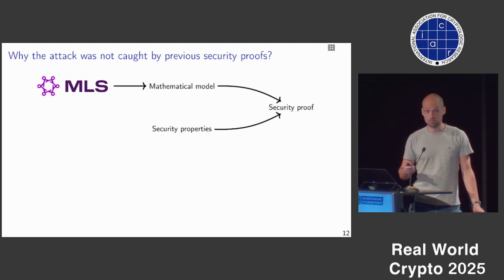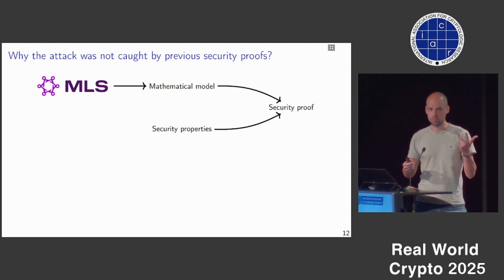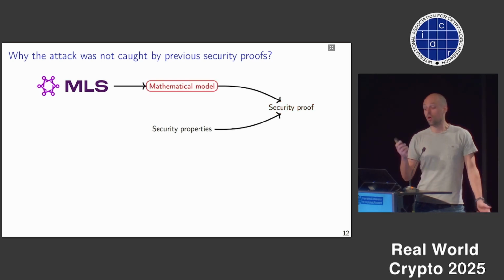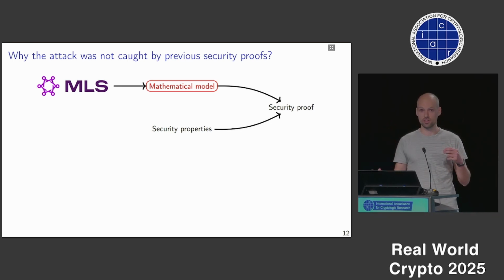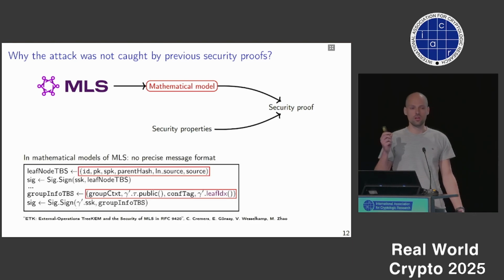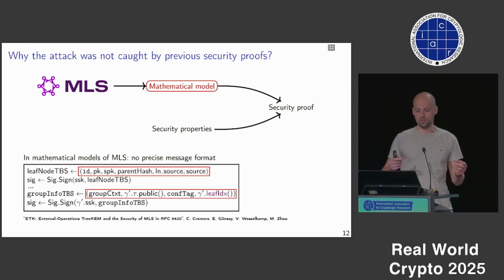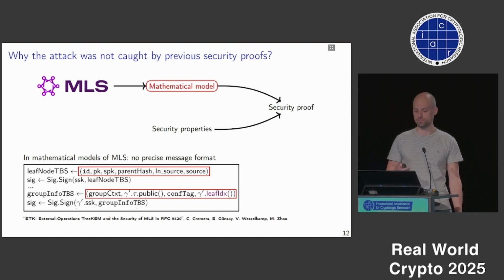We translate the MLS specification written in English into a mathematical model. Then we prove security properties on this mathematical model. And so there are three places where we can miss the attack. Either the security properties don't catch this attack, or there is a problem in the security proof, or maybe the mathematical model is imprecise, meaning that it is secure against this attack, but the actual protocol is vulnerable. And that is what happened. In mathematical models of MLS, we find that there is no message formatting, there is no serialization. Signatures operate directly on tuples, hence they miss this message formatting attack.